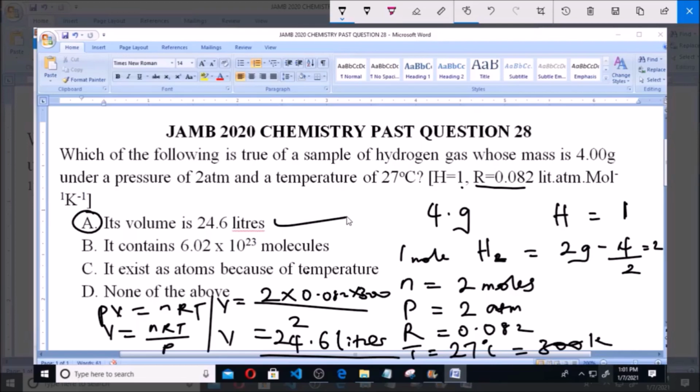Now looking at option B says it contains 6.02 times 10 to the power 23 molecules. Now this option is wrong because this number, or this Avogadro's number, is only valid for 1 mole of a gas, but since it is 2 moles of a gas, it should be 2 times this value. If it were 1 mole of a gas, that is when this can be valid. But now our hydrogen here is having 2 moles, so making this wrong. So the correct answer to this question is option A.